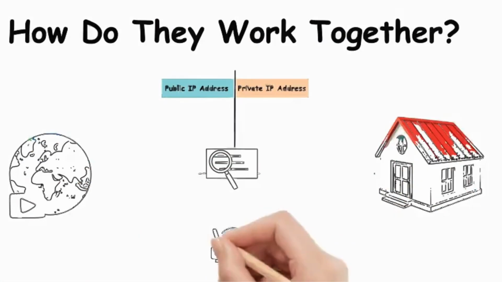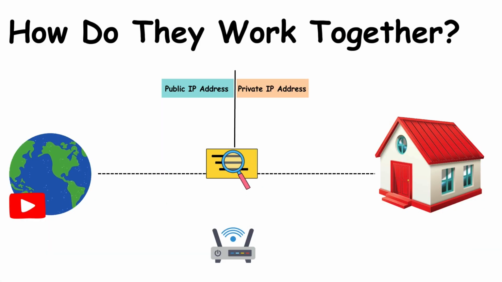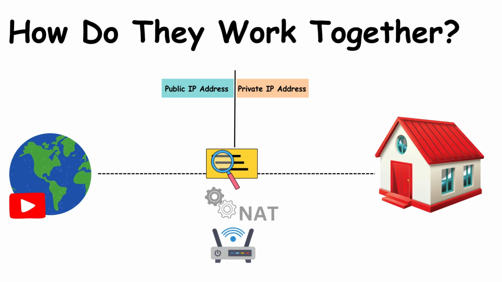Let's say you open YouTube on your phone. Your private IP sends the request to your router. The router replaces your private IP with the public IP and sends the request to the internet. When YouTube responds, the router knows which private IP to send the data back to.